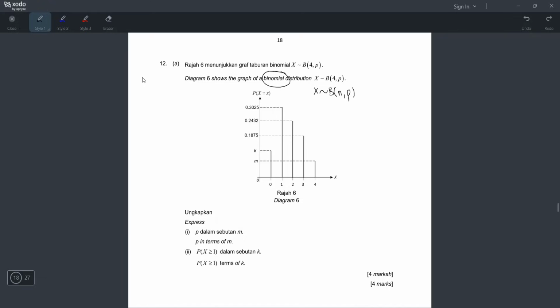Probability of success. Okay, so they already say n is 4. So we already know straight away my first information is n equals 4. Then what about the p? I don't know. They never give me. And then they give you this graph.